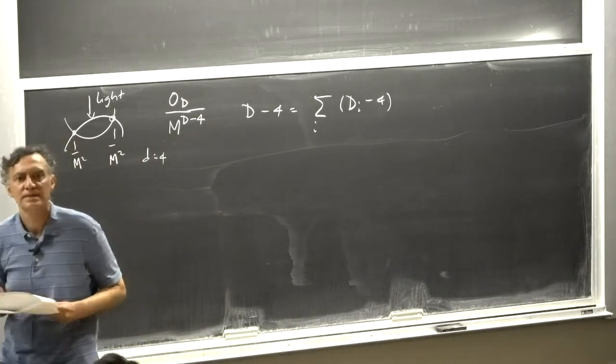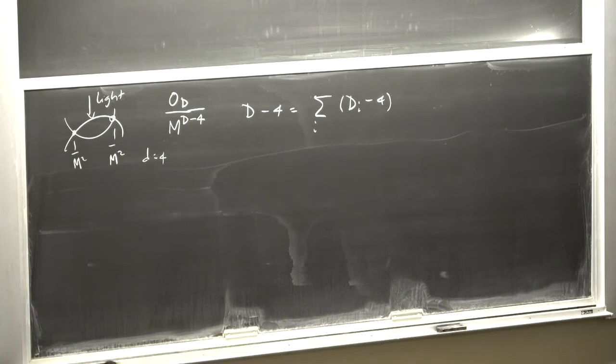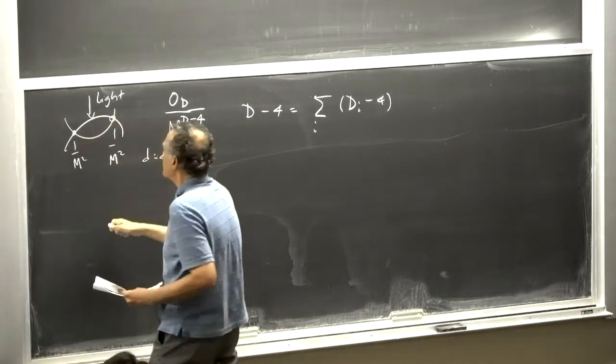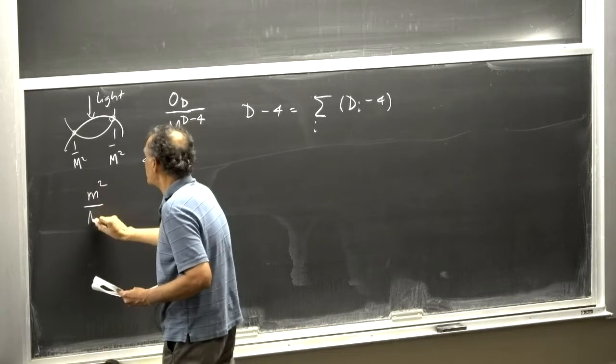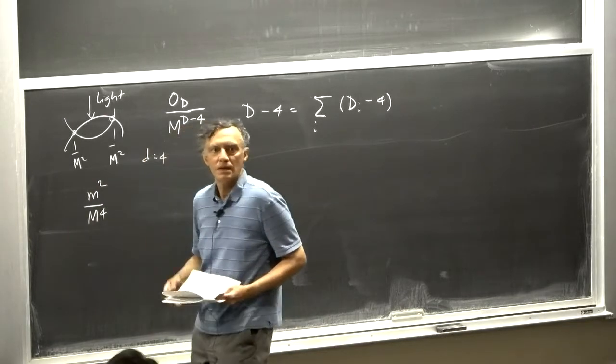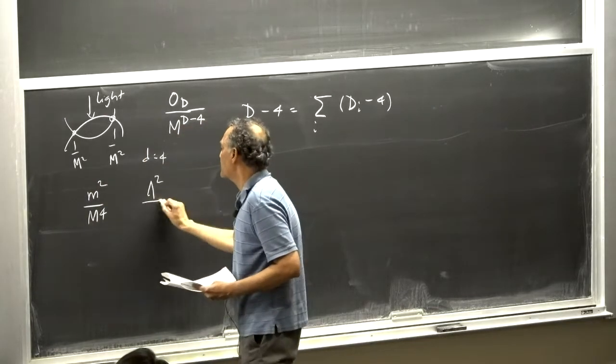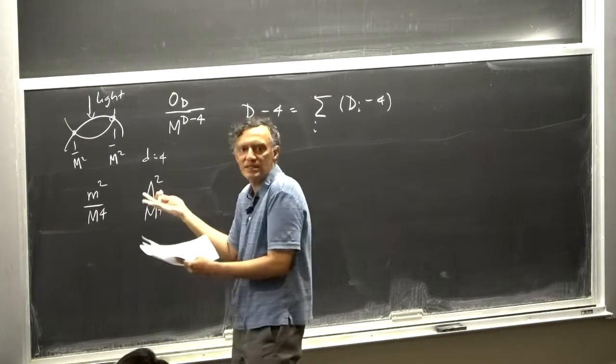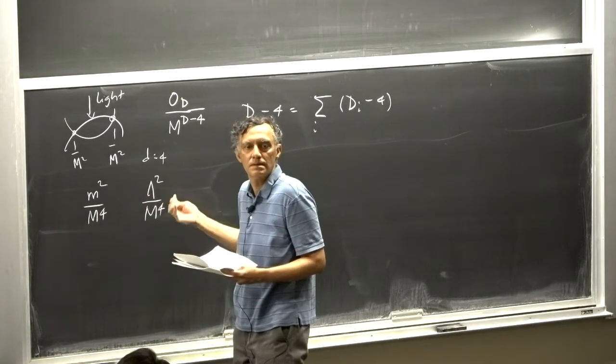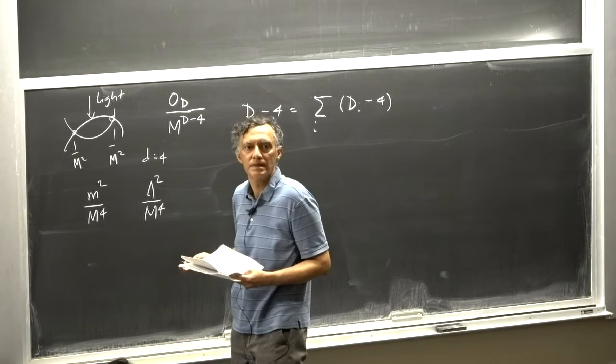Because now with a cutoff you can have powers of lambda upstairs. So here, you might get little m squared over M to the 4th. With a cutoff, you could get lambda squared over capital M to the 4th. And now you have to decide what lambda is.